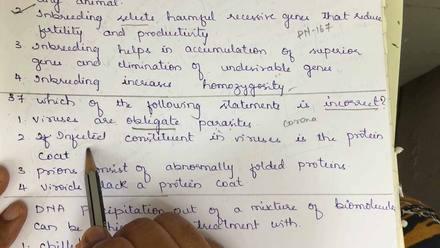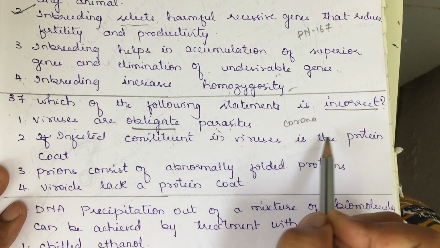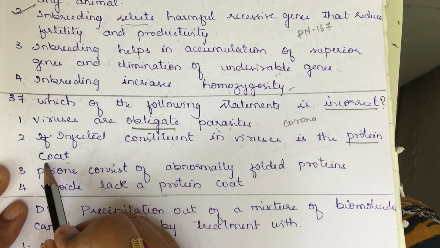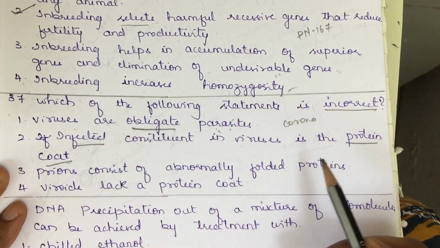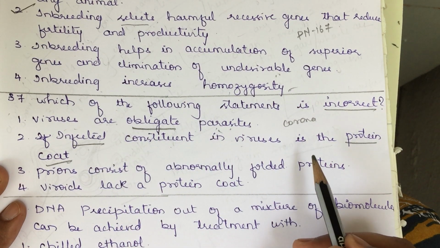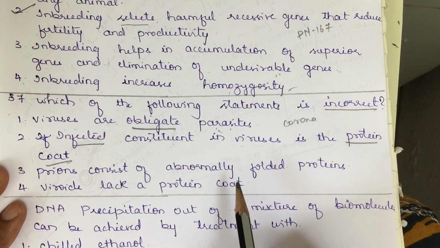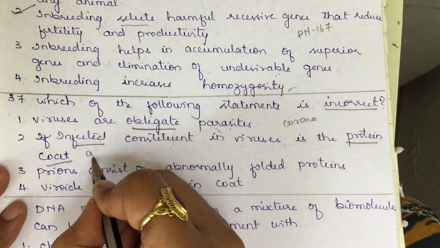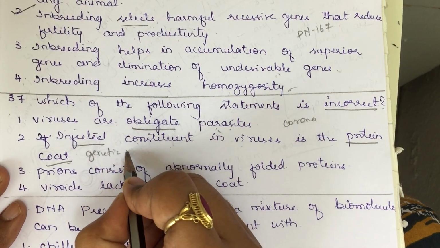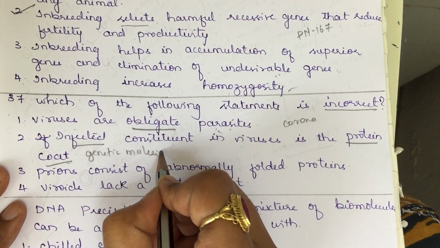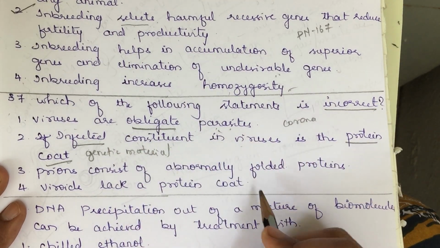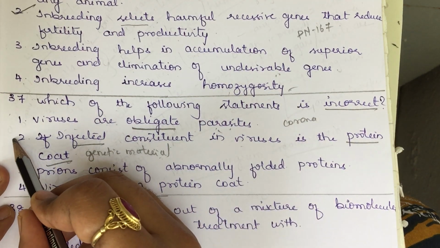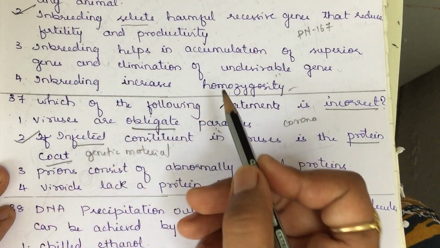Yes. Infectious constituent in viruses is the protein coat. This one is wrong. The protein coat is not infectious. The protein coat is not causing infection. It does not cause diseases, nor is it harmful for us. What is infectious is genetic material. Genetic material will be infectious. The DNA or RNA present inside these viruses will be infectious, not the protein coat. So this is the incorrect statement. It must be the correct answer.